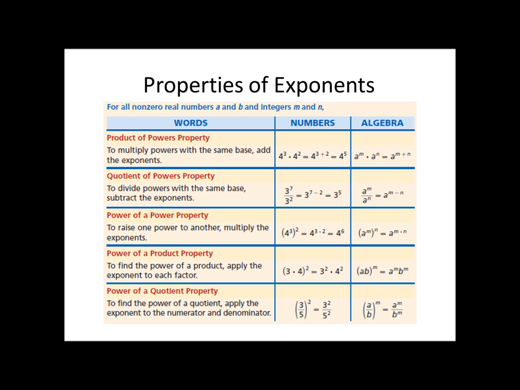A power to a power, like 4 cubed quantity squared. We can go ahead and multiply the powers. So 3 times 2 gives us 6. So it becomes 4 to the 6th power.